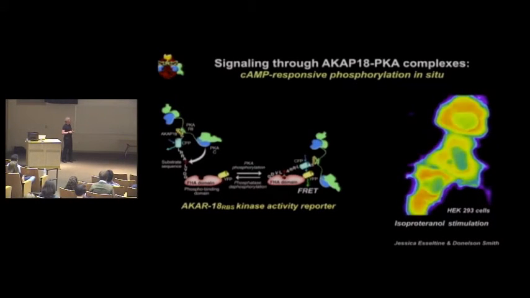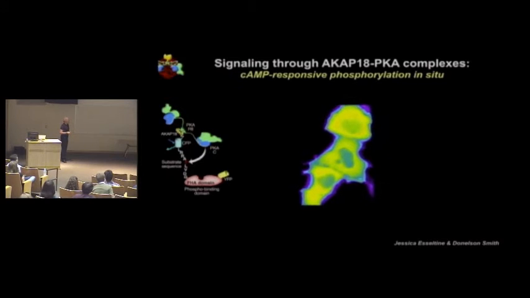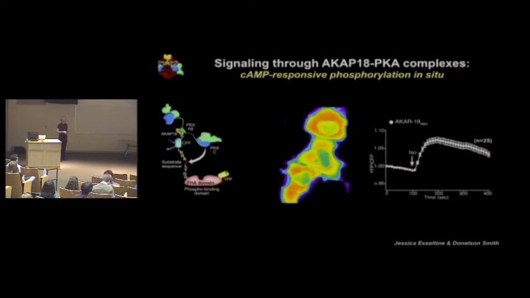And this is stimulation of cells with a physiological agonist, isoproterenol. You can see the warmer colors that give you the spatial and temporal pattern of PKA activation. But in the context of an AKAP, because this is a reporter that we made, which we called AKAR18 RBS, where everything's localized. Now, you can see a fairly robust signal. It means nothing unless you can do the following control, which is you mutate that phosphorylation site and you abolish the FRET signal. And that's shown here.